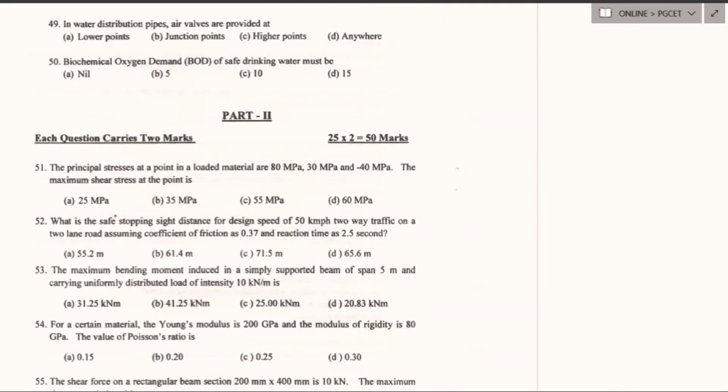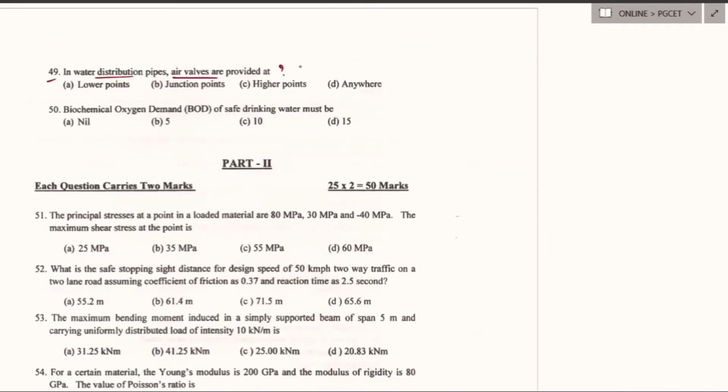Question number 49. In water distribution pipes, air valves are provided at. Air valves are also called as air relief valves. Water flowing through the pipes always carries some air with it. This air accumulates at the summit of the pipeline and causes backward pressure. So, to get rid of accumulated air, these air valves are mainly provided at higher points. Option A is the right answer.